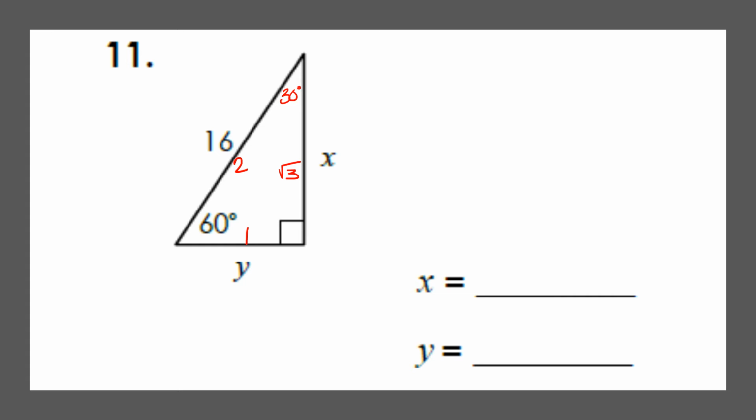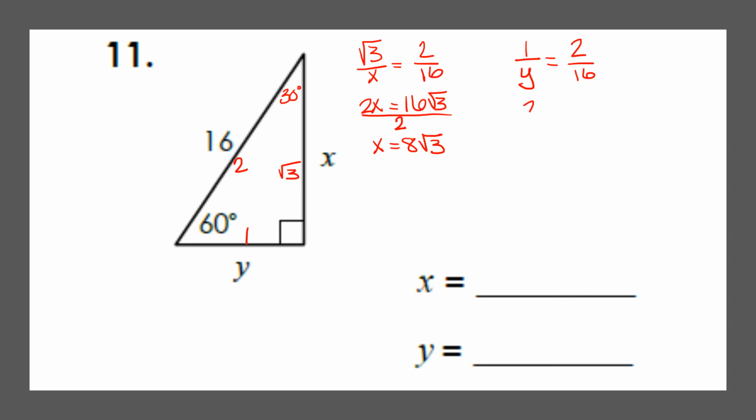To find x, I'm going to take radical 3 over x equals 2 over 16. So I've actually got 2x equals 16 radical 3. Then if I divide it all by 2, I get that x is 8 radical 3. To find y, 1 over y is 2 over 16. So I've actually got 2y equals 16. Divide everything by 2, y is 8. So I have that x is 8 radical 3, y is 8. Keep moving forward.